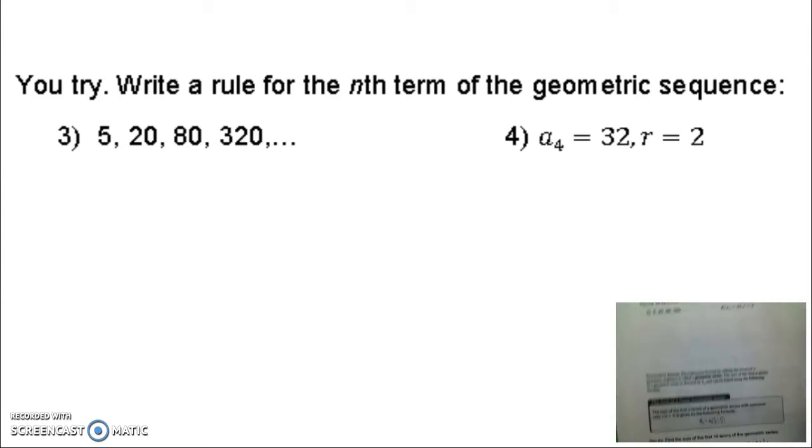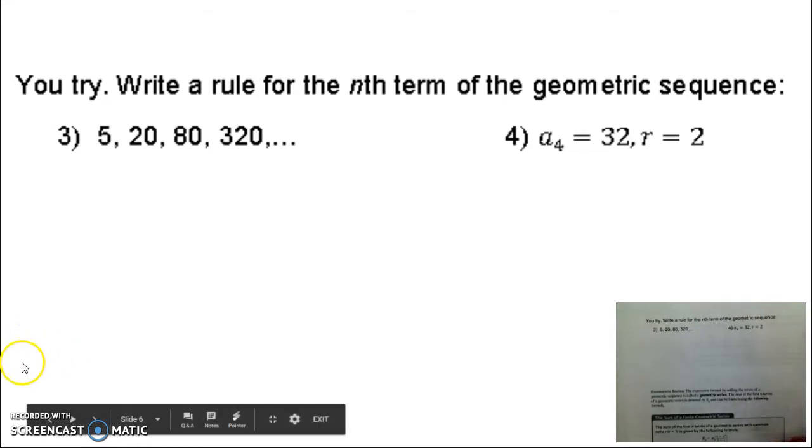So your turn now. Go ahead and use that example to try and write a rule for the nth term of each geometric sequence. You can pause the video. We'll come back and take a look at these together.